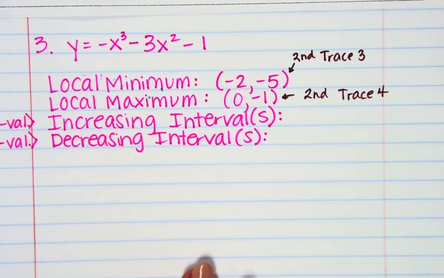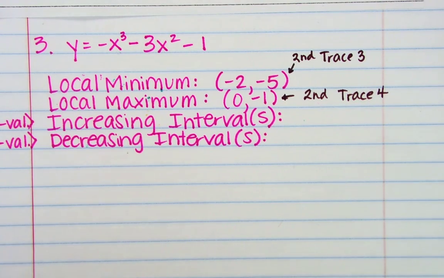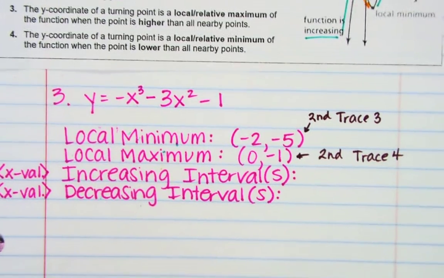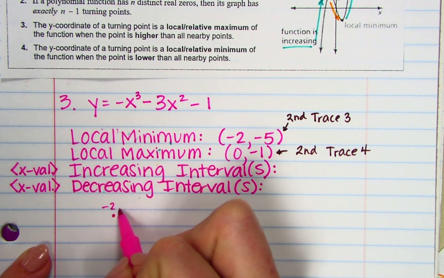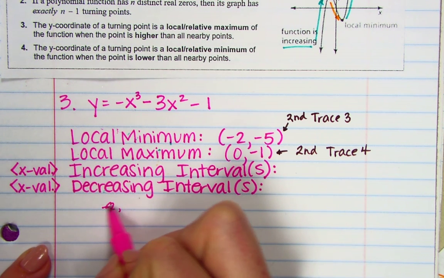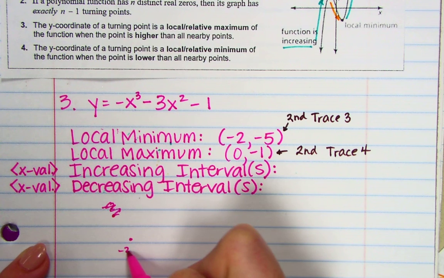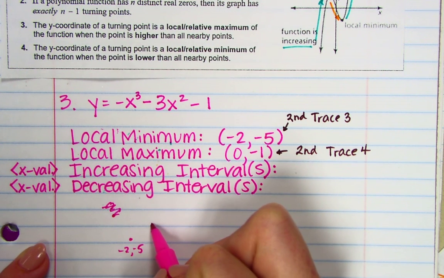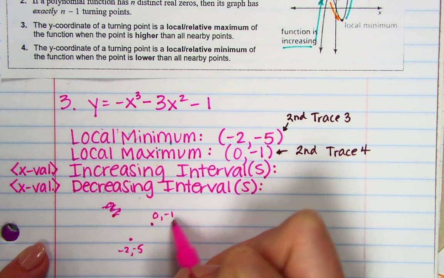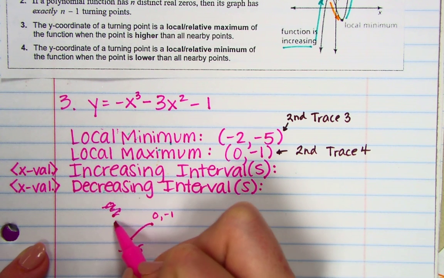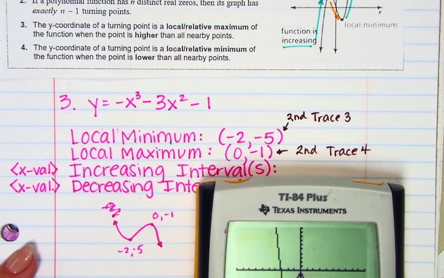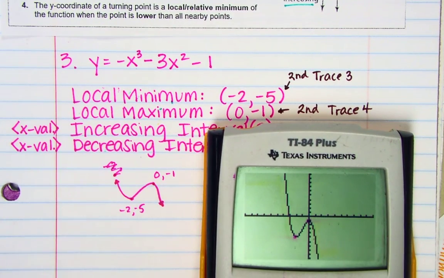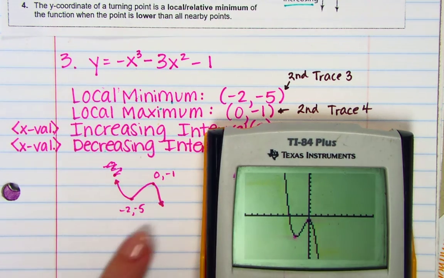Okay, now they want the increasing intervals. I am going to draw a little sketch of my graph again because I think a little graph is easiest to see. Okay, and it's going to be really easy. I'm going to put -2, -5, and then 0, -1, and I'm just going to do a real basic sketch like it looks like on here. It doesn't have to be perfect, because this is just a sketch for you to figure it out. But I got my 2 points on there, and that's what's important.